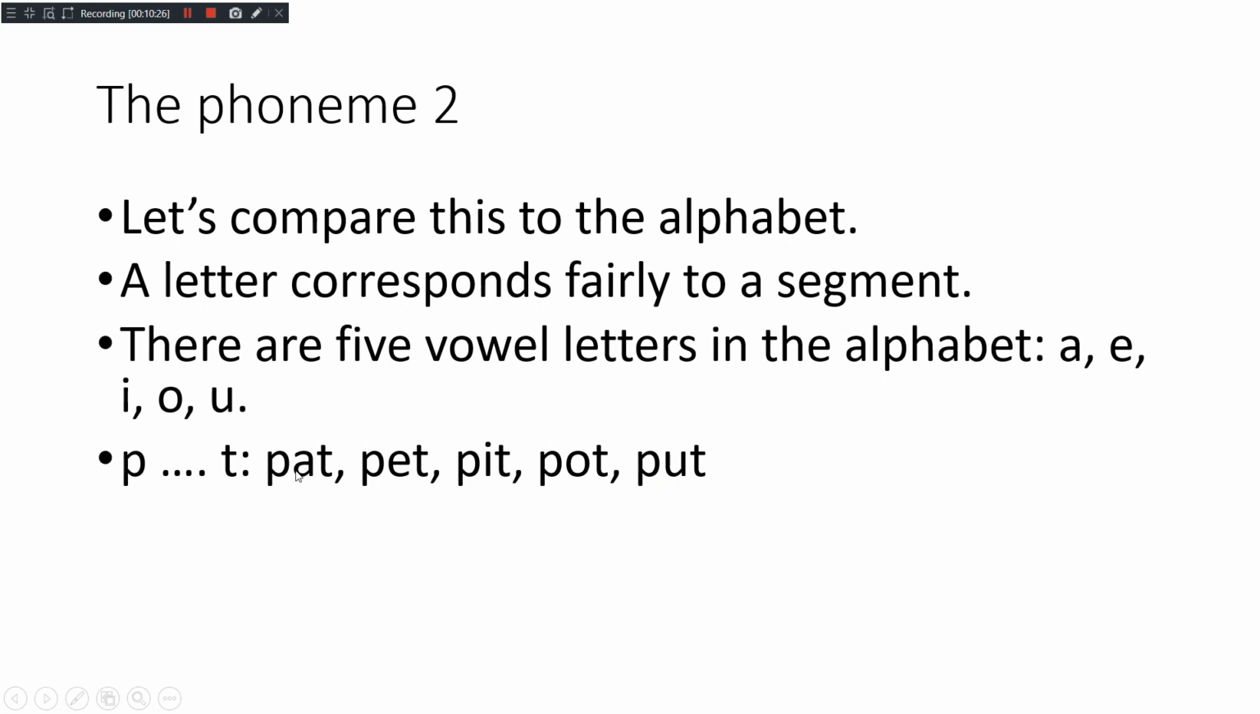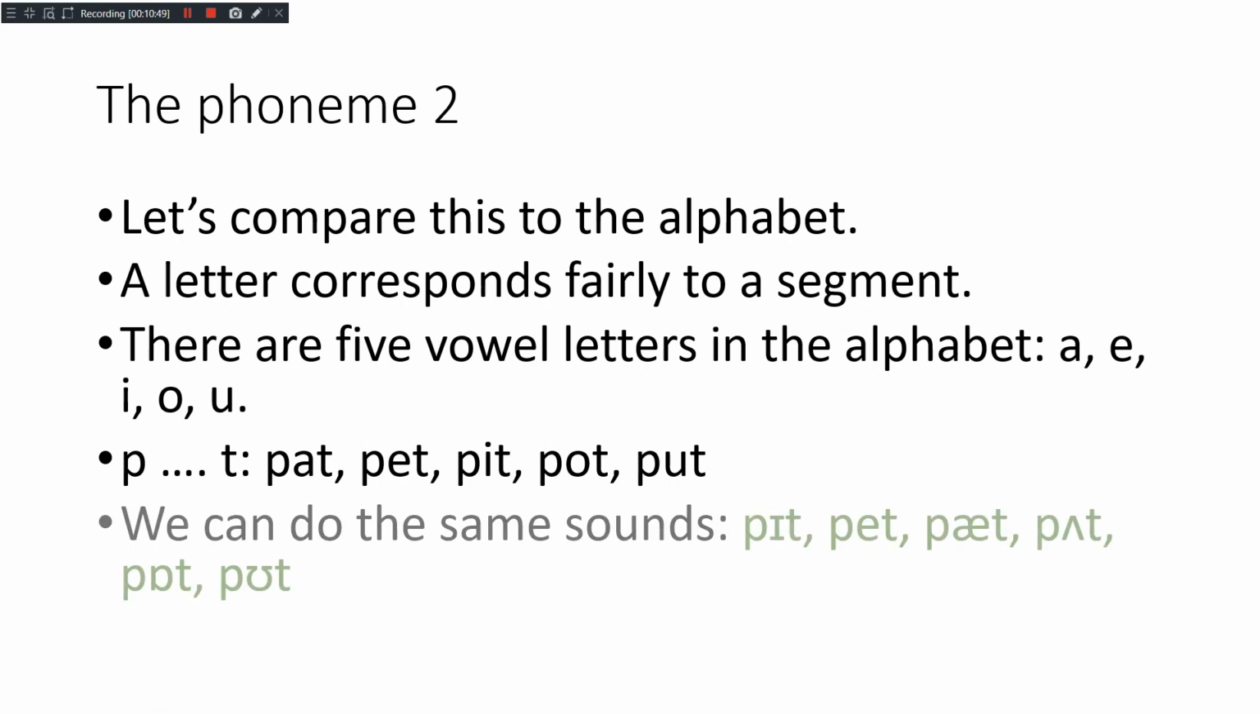The letter between the two consonant letters here is A, but in the second word it is E. And by changing one letter, we have changed the meaning of the word. Therefore, we decide that A is different from E, and E is different from I, and I is different from O, and so on. We can do the same thing with sounds.